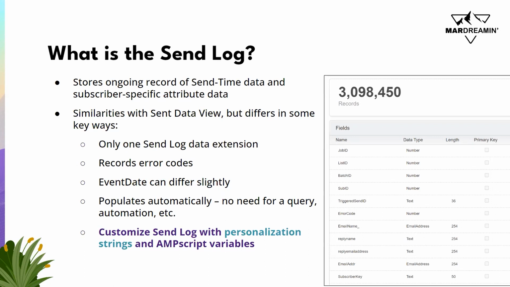With the send log, though, it will record any personalization strings or AMPscript variables that are contained within any of the emails that you send out. So if that variable is within your email and you have it as a field attribute on your send log, it's going to record the value of those variables.